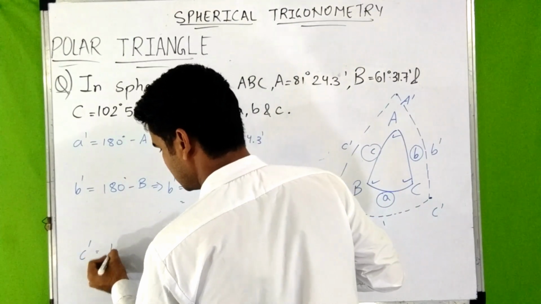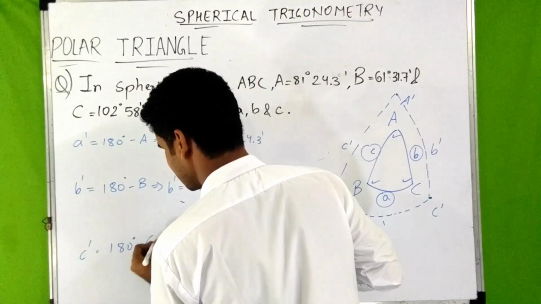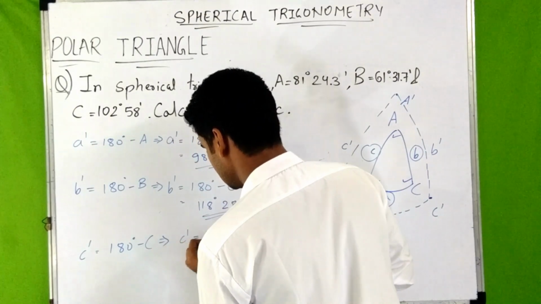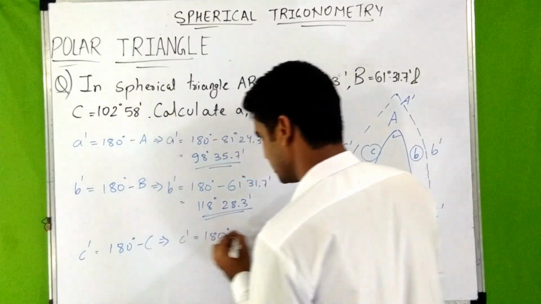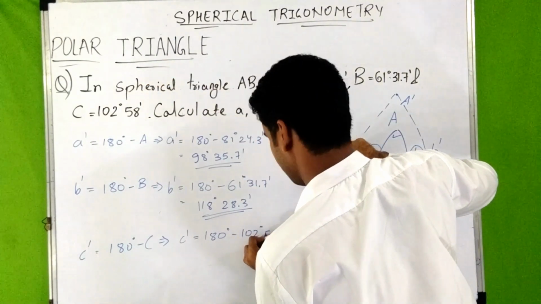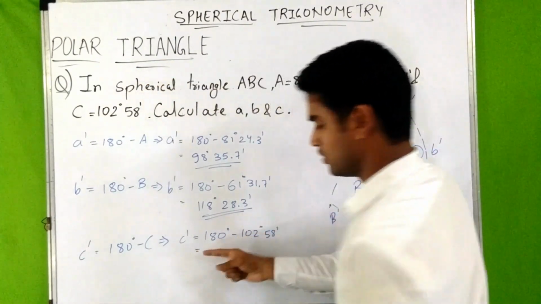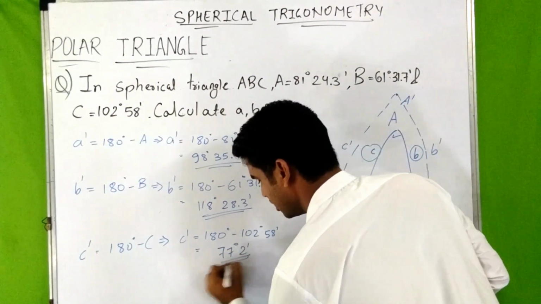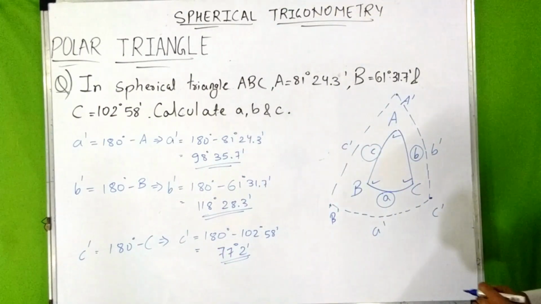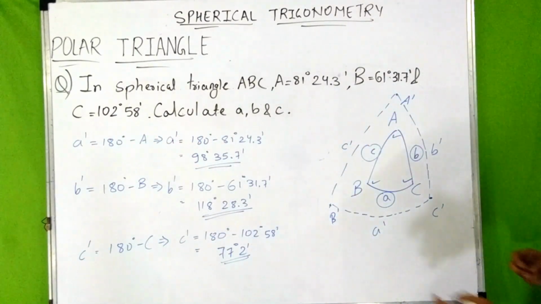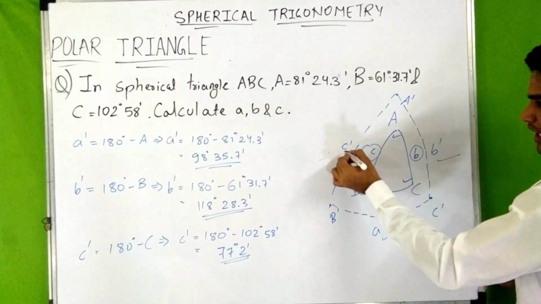So value of small c dash is 180 degree minus capital C. So by putting the values, small c dash is equal to 180 degree minus capital C. Value of capital C is 102 degree and 58 minutes. So by putting this on calculator, we will get 77 degree and 2 minutes. Now we have all the three sides of this polar triangle.